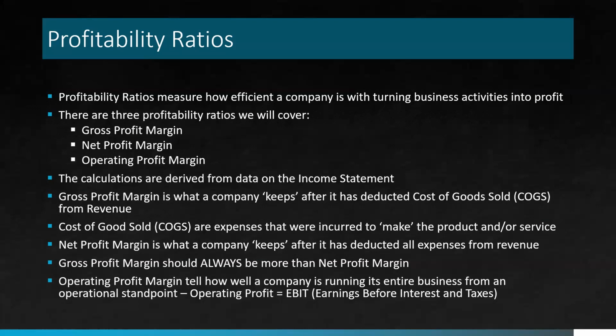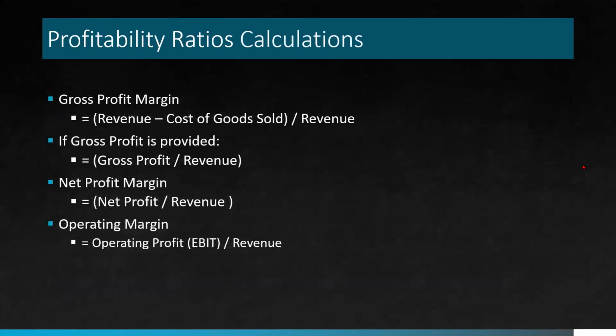The operating profit margin tells how well a company is running its entire business from an operational standpoint, right? So this calculation is going to involve a term known as EBIT, earnings before interest and taxes. On this screen, it provides you with all of the calculations for all of the profitability ratios that we're going to be covering.